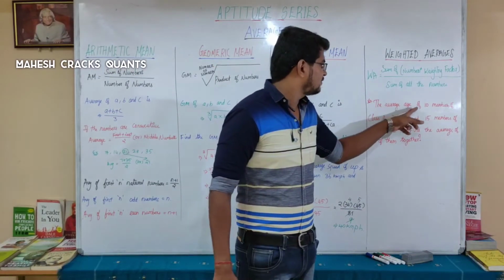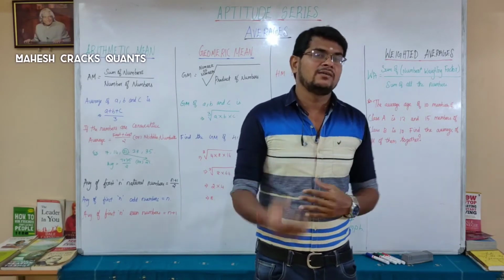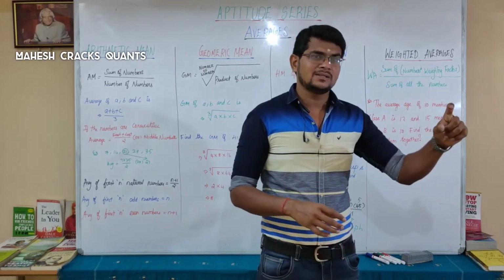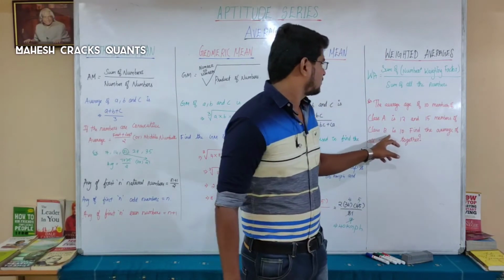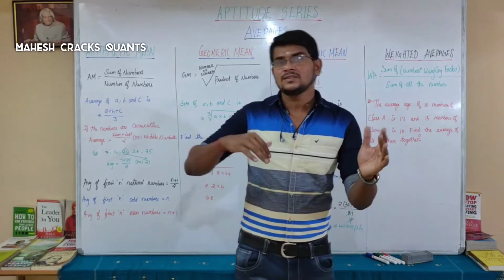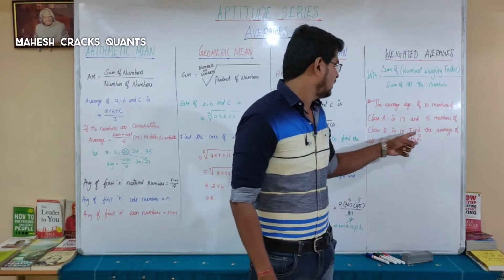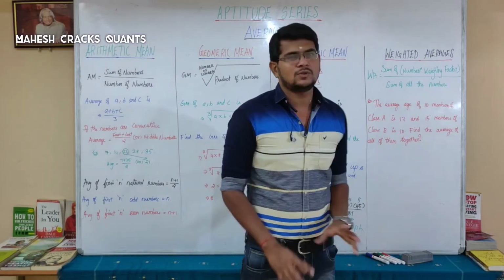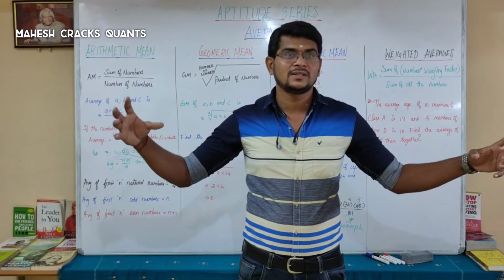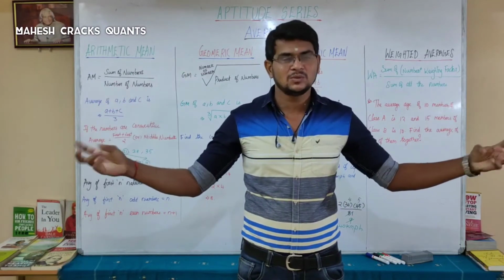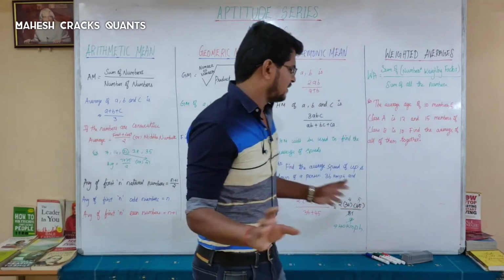The average age of 10 members of class A is 12. Here, they have given you the average: 10 members, average is 12. And then 15 members of class B, average is 10. The other class has 15 members, and their average is 10. Find the average of all of them together. If they ask you to merge two different crowds, you have to use the weighted average formula. Weighted average is very simple.